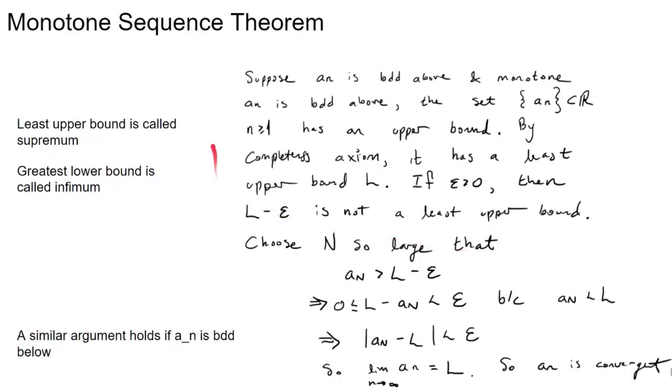Least upper bound is called supremum. That just means it's an upper bound and it's the lowest of all the upper bounds. And so I won't go into this proof too much. But it's a nice theorem. We're going to need it for some of the problems that we'll do.